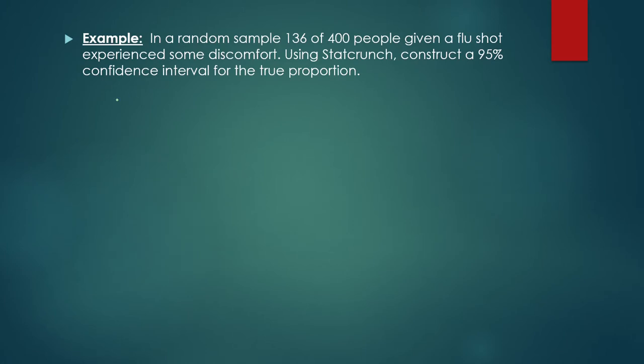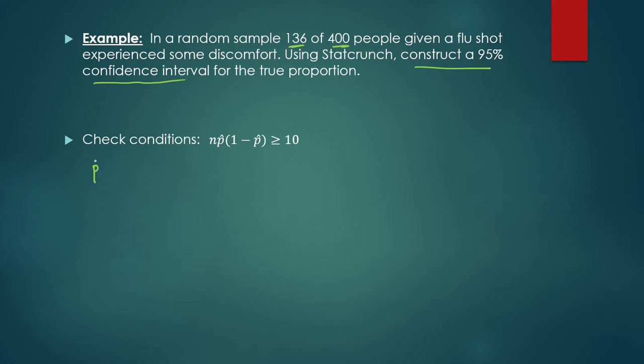Example. In a random sample, 136 of 400 people given a flu shot experienced some discomfort. Using StatCrunch, construct a 95% confidence interval for the true proportion. We start by checking the first condition. n p hat times the quantity 1 minus p hat is greater than or equal to 10.